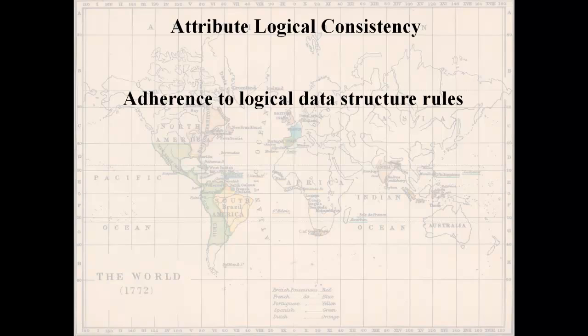You'd want every state to have a name. So if every state has a name, it's going to adhere to logical consistency in the name portion of that data set. So it's basically making sure all the T's are crossed and the I's are dotted with your data structure.